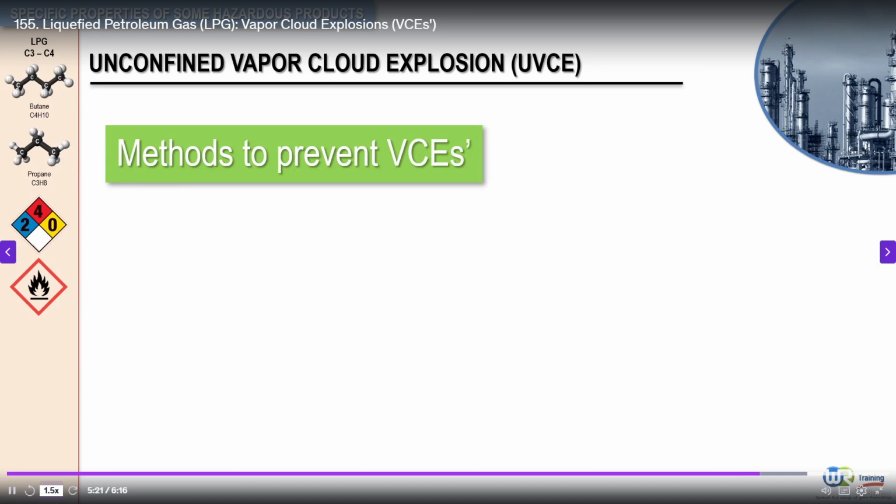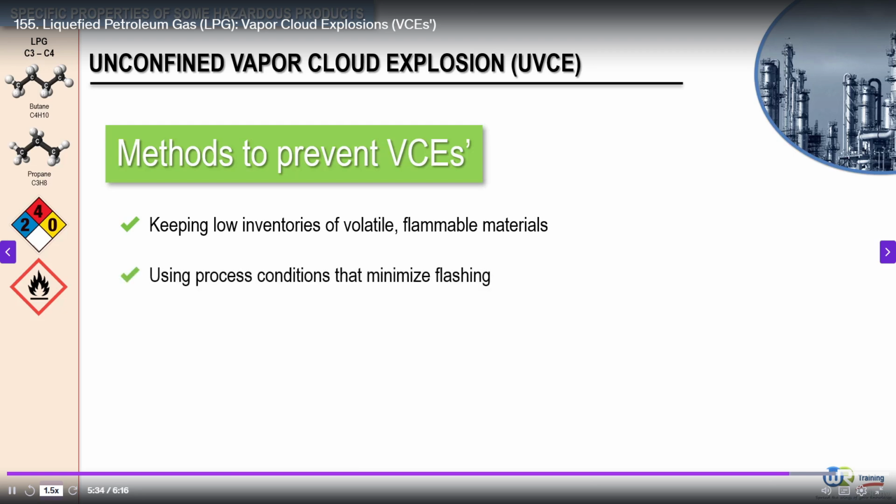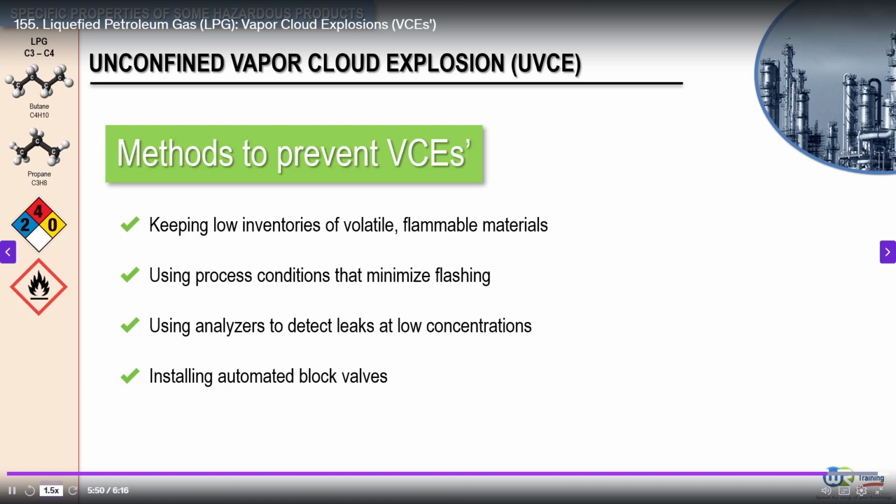Now, methods that are used to prevent VCEs include keeping low inventories of volatile flammable materials. This is part of the inherently safer design philosophy. Using process conditions that minimize flashing if a vessel or pipeline is ruptured. Using analyzers to detect leaks at low concentrations, and installing automated block valves to shut down systems while the spill is in the incipient stage of development.